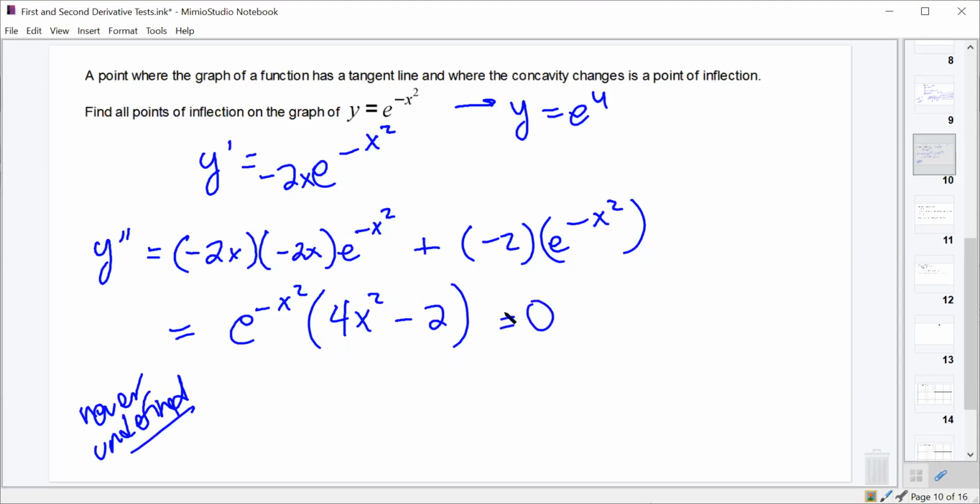Well, can e to the negative x squared equal 0? No. E to any power will never equal 0. So all we have left is 4x squared minus 2 equals 0, which would give us x squared equals what? 2 over 4, or a half, or x equals positive or negative 1 over root 2.